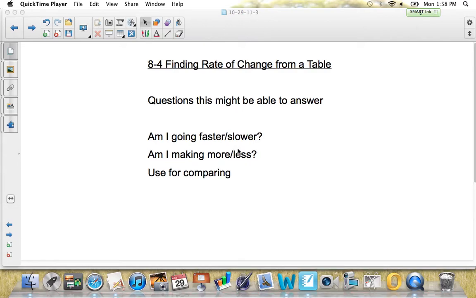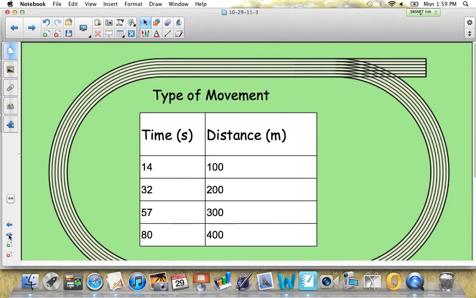So questions this might be able to answer: am I going faster, slower? Am I making more money, less money? Or you could use it for comparison. So today in class we talked about a type of movement that you guys did a lab on. I just made up some numbers that were pretty similar to yours. So we have an amount of time and then a distance. So what you're trying to do is figure out rate of change.